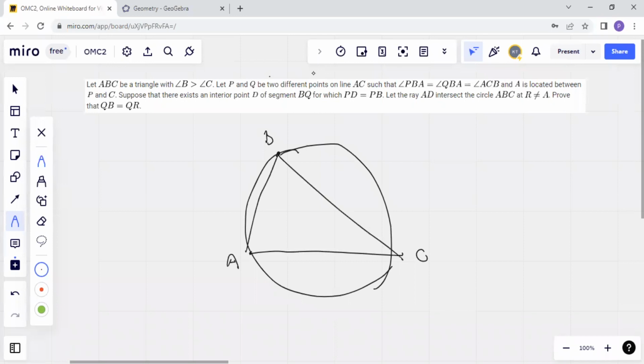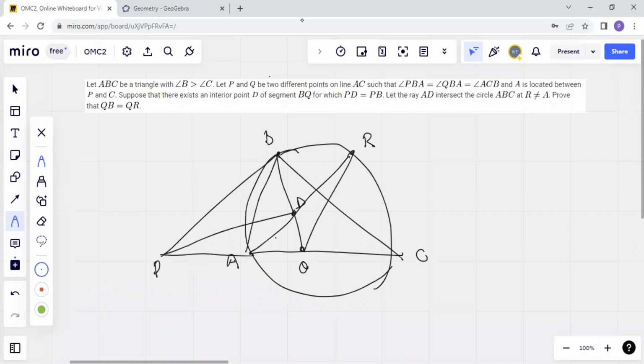And then you have point P, and point Q. And then there exists a point D such that PD is PB. PD meets the circumcircle. So we want to prove QB is QR.